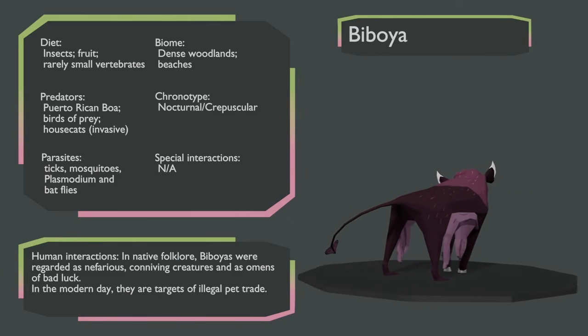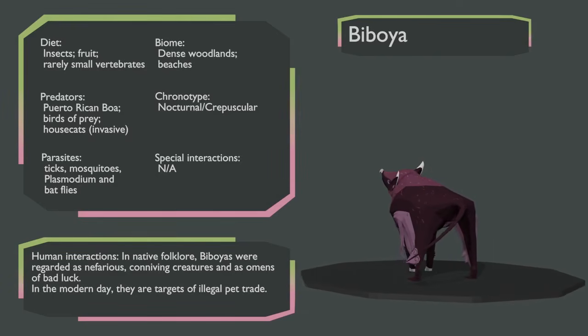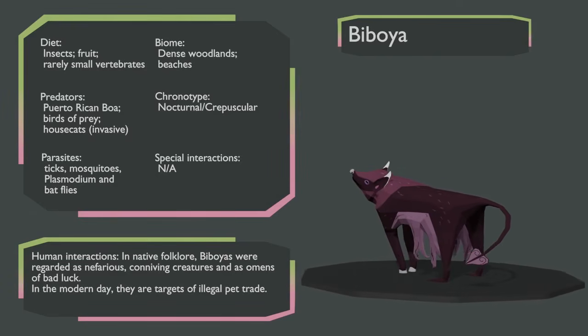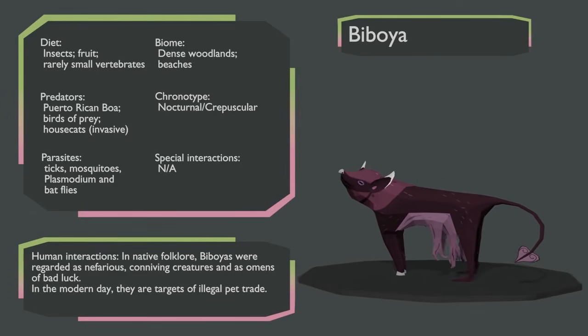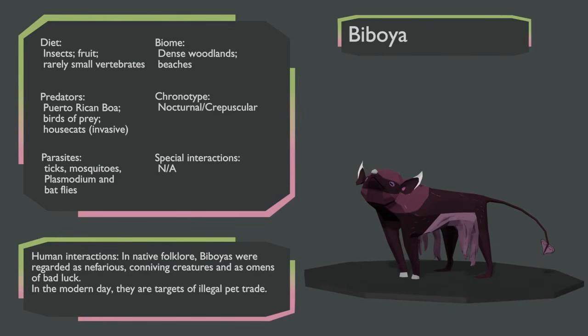They are hosts to a range of parasites, among them bat flies, and are suspected to act as natural reservoirs for a number of zoonotic pathogens. Their name comes from the native Taino word for little devil, and stems from the belief that they are omens of bad luck.